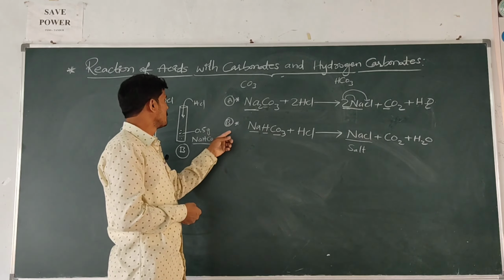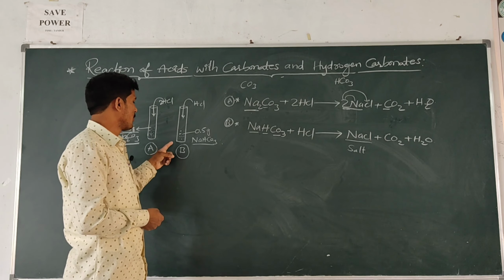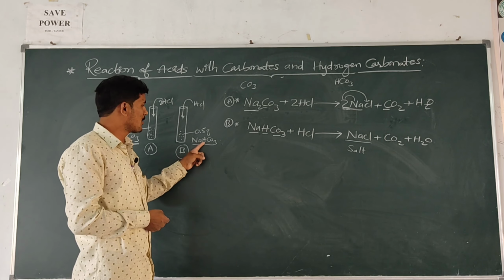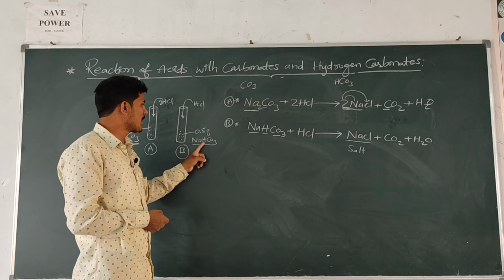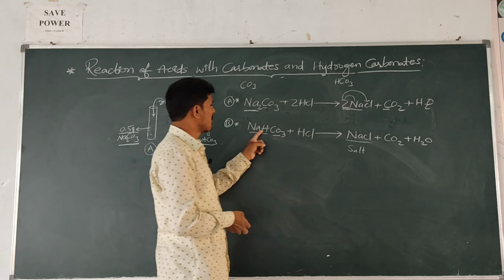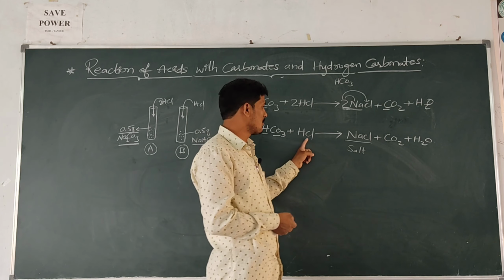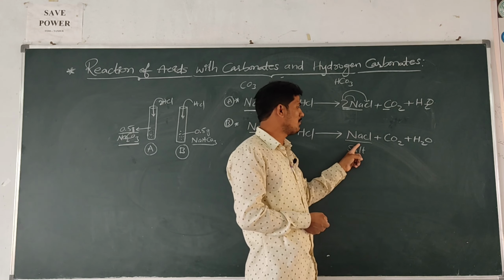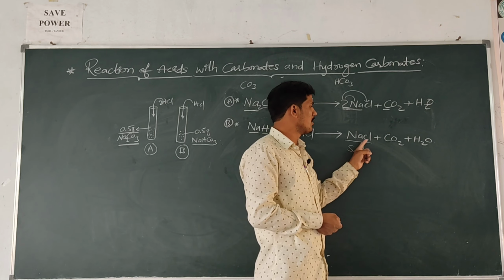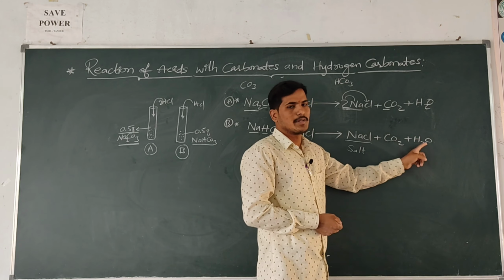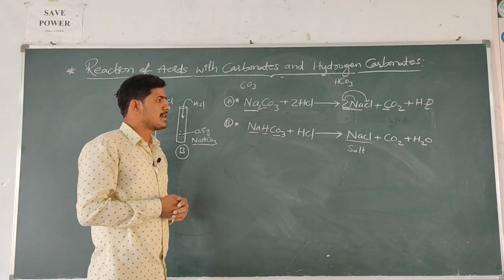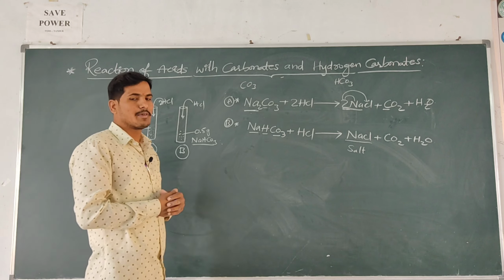Next, in the second test tube, test tube B, when we add HCl to sodium hydrogen carbonate, or sodium bicarbonate, a reaction takes place between them. Sodium hydrogen carbonate, when treated with hydrochloric acid, forms sodium chloride, a salt, and carbon dioxide plus water molecules are produced in the chemical reaction.